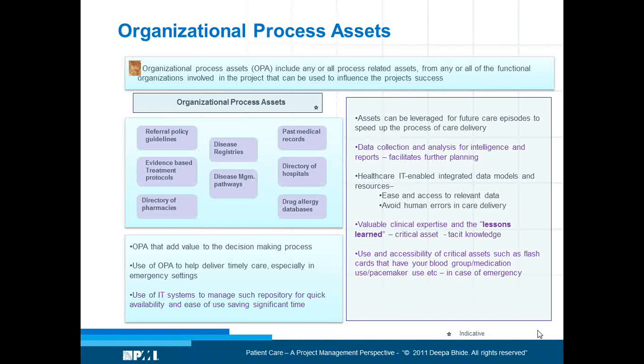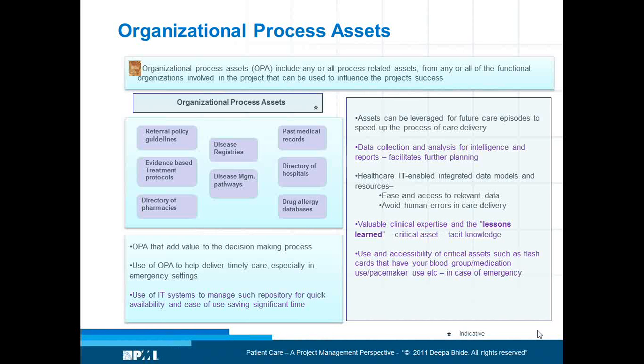Records or blood banks, wellness organizations, or even libraries of evidence-based clinical pathways, such as presence of medical decision support systems. But it is to be seen how often and how smartly these organizational process assets are actually used at the point of care for the patient's progress.